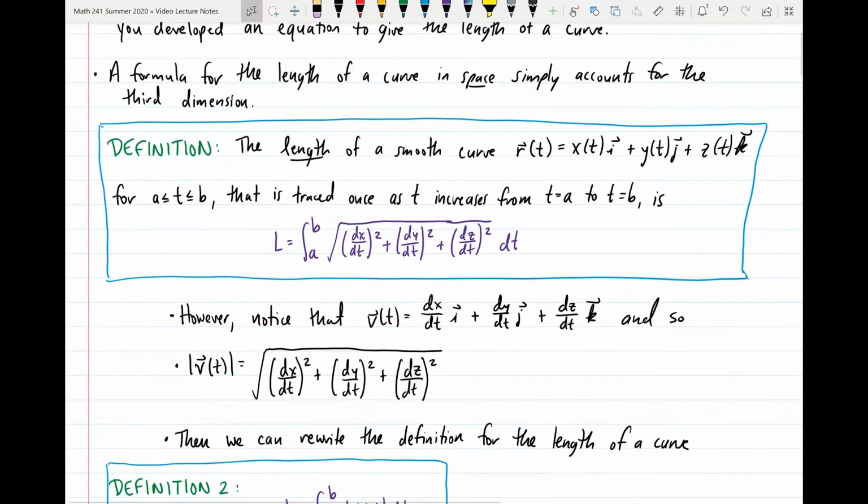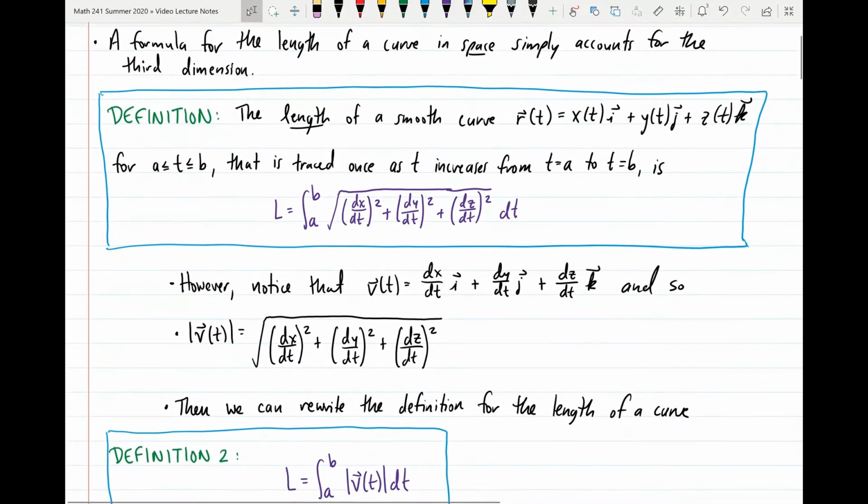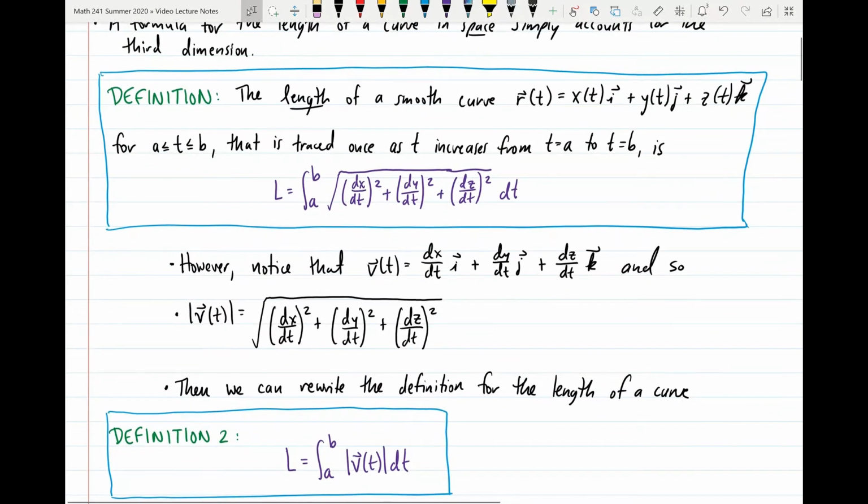If we have a smooth curve, which is given by r of t with component functions x of t, y of t, and z of t, then the length of the smooth curve from a to b, that is traced once as t increases from t equals a to t equals b, is given by the integral from a to b of the square root of (dx/dt) squared plus (dy/dt) squared plus (dz/dt) squared.